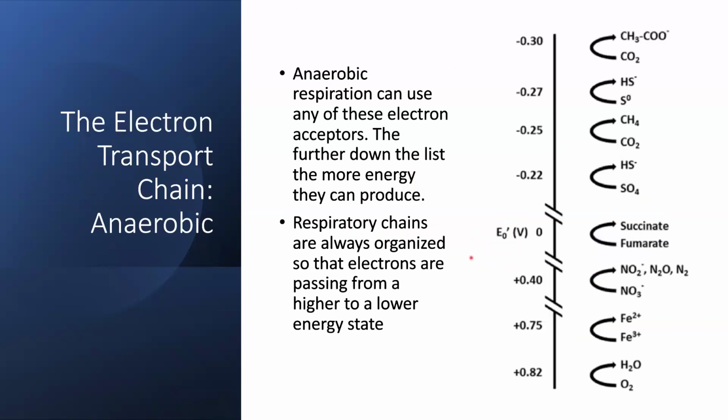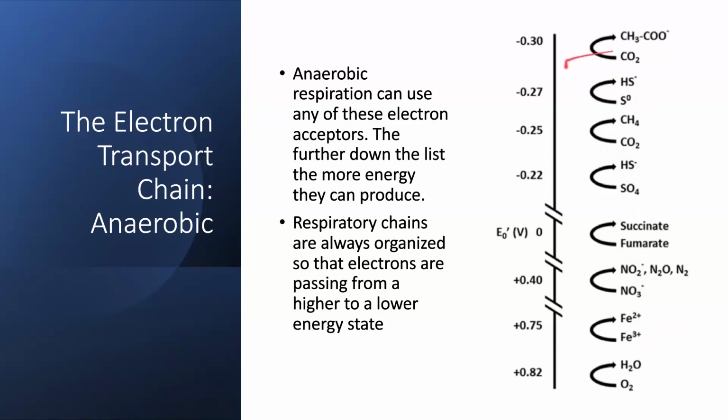And here is an example of your different electron acceptors. So the lower down this list, the better the electron acceptor is. And so the process goes this way: O2 to H2O, Fe3+ can become Fe2+, nitrate can become nitrite, fumarate can become succinate, sulfate can become hydrogen sulfide, CO2 can become CH4, sulfur can become hydrogen sulfide, and then CO2 can also become some sort of carboxylic acid.